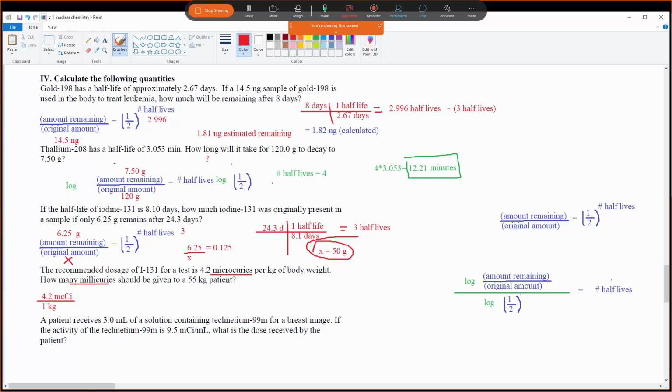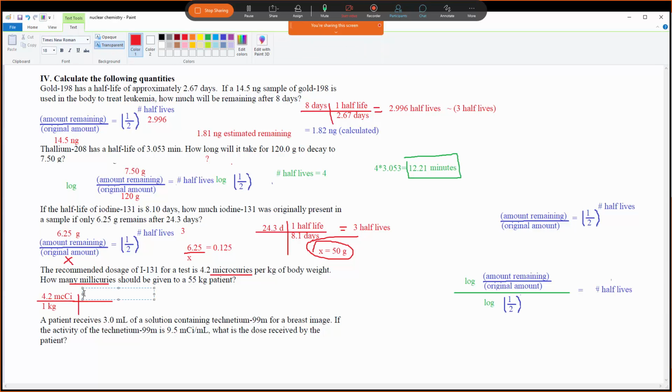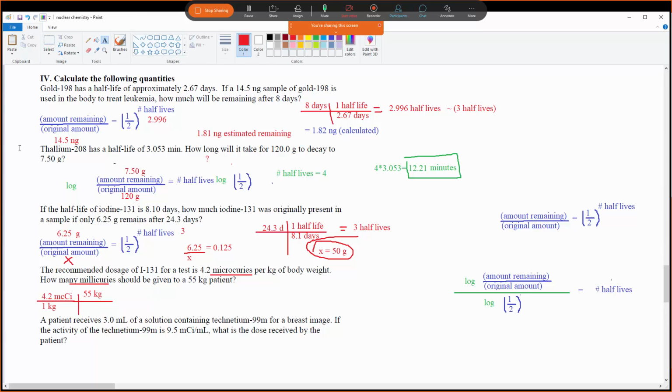And so Sarah's already started this process. She says, look, I know it's a 55 kilogram patient, so I'm just going to stick that right here. They'll cancel out. And that's going to solve for the number of microcuries that were prescribed right here. But make sure that you're paying attention because they're asking how many millicuries should be given. Do you guys remember? Did we do conversions between micros and millis? What do we do there? You might just know there are 1,000 microcuries in a millicurie.